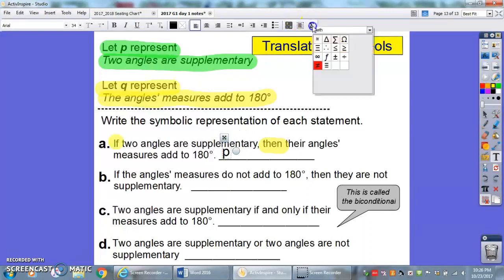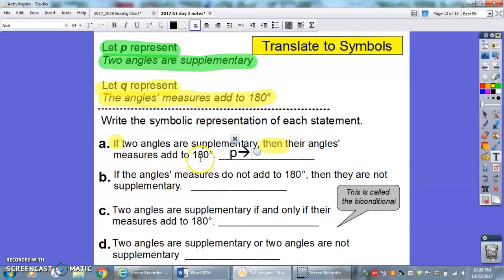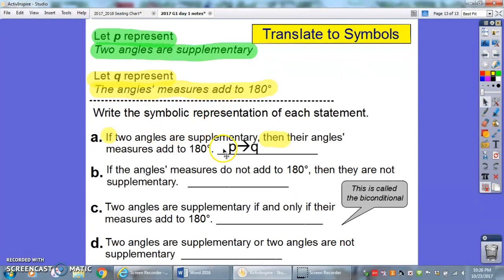Now I need my arrow because this is an if-then sentence. So if P, then, okay, now I got to translate their angles measures add to 180, which would be letter Q. Alright, so I took a sentence and I translated it to just symbols, okay?